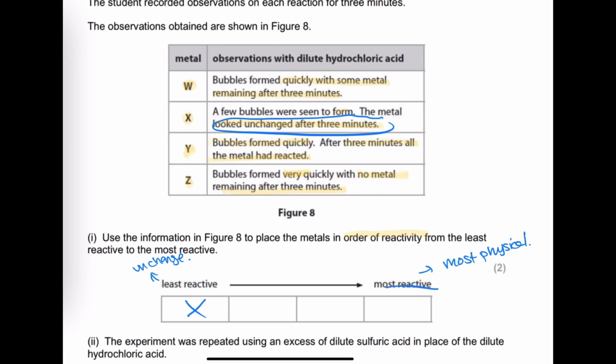And for the most reactive, we know it is Z. This is because bubbles formed very quickly and there was no metal at all remaining after 3 minutes, so it completely reacted with the hydrochloric acid. Now we just need to see the difference. Here we can see bubbles formed quickly in both of them. Over here it says some metal remaining after 3 minutes, but here it says all the metal has reacted. So we know it's W, then Y.